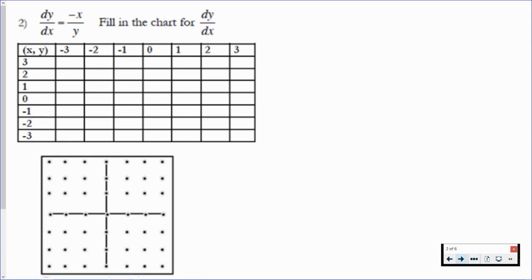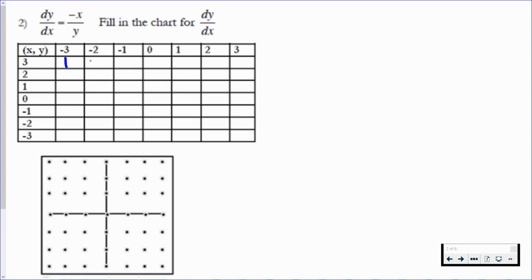Okay, so this one is called negative x over y. This differential is negative x over y. This is one where we're dependent upon both of our variables. So I'm going to go ahead and fill in this chart here for our different slope values. Again, x's are going down the left-hand side column, y's are across the top. So for this first one, our slope would be +1. And let's go across the row.